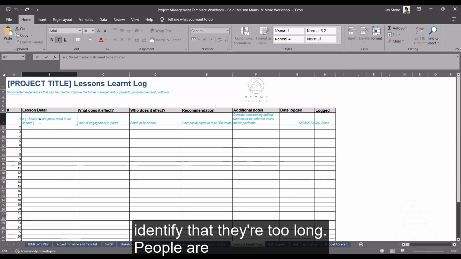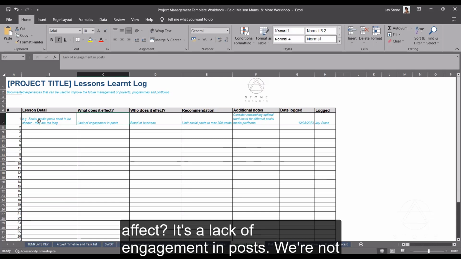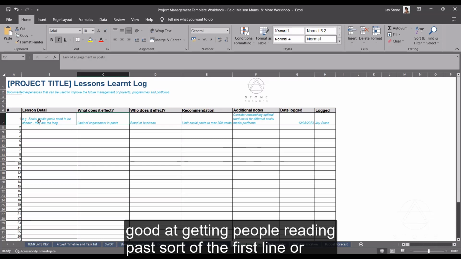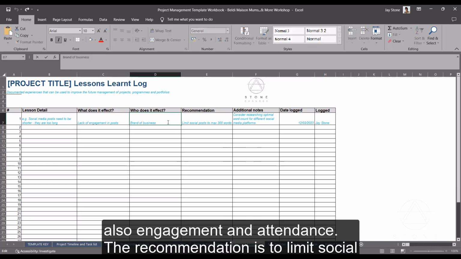So we identified that they're too long. People are not reading them. People are not engaging with them. What does it affect? It's a lack of engagement in posts. We're not getting people reading past the first line or two. What does it affect? Maybe the brand of the business, but also engagement and attendance.